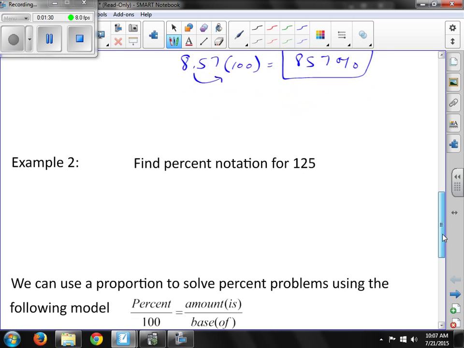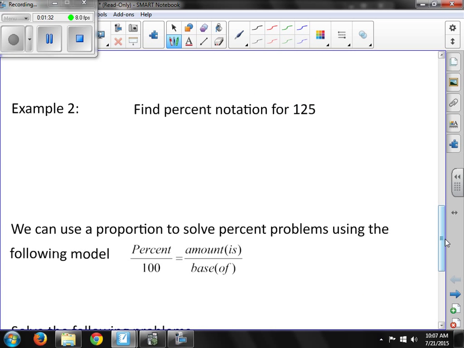We want to find the percent notation for 125. When we're trying to convert to a percent, we multiply by 100. 125 times 100 would add 2 zeros, or it would move the decimal twice to the right. So we're going to have 12,500%.